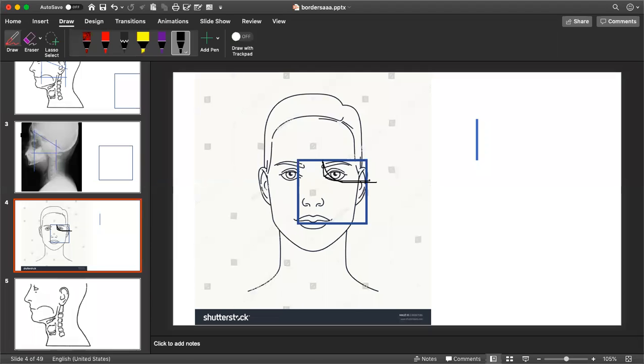So if your orbit is not involved, you have to include the floor of the ipsilateral orbit, but your superior border would be below the cornea, and you have to ask the patient to look straight ahead so that there is less damage to the retina.